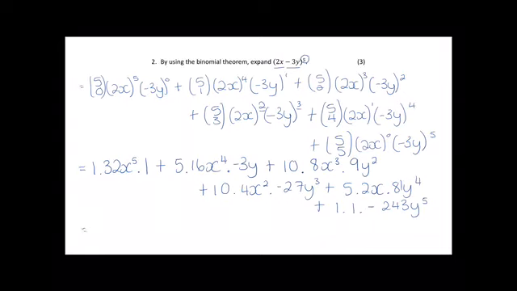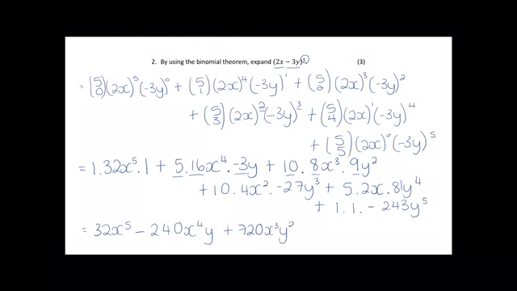So tidying that all up, we've got 32x to the power of 5. This bit here, so we've got 5 times 16 times by negative 3. So it's going to be a negative. 5 times 16 gives us 80. 80 times by 3 gives us 240. Then over here we've got 10 times 8 times 9. So 8 times 9 is 72. Times it by 10, 720. And we've got x cubed y squared.